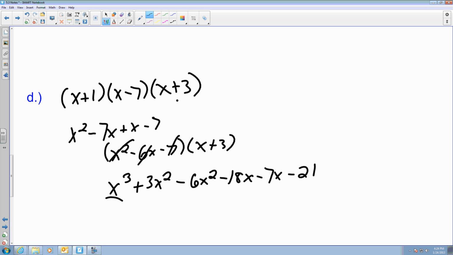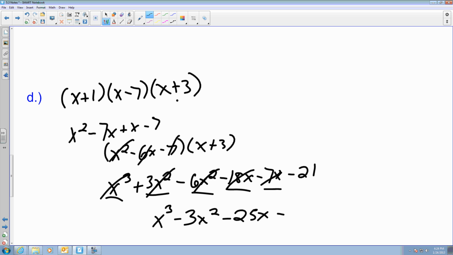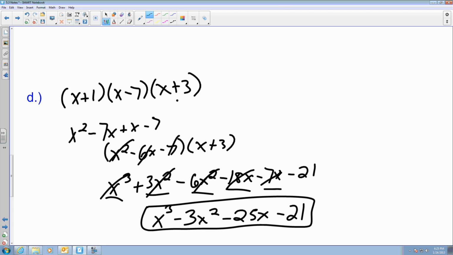Biggest degree is x to the third. No like terms, so I just leave it as is. I got an x squared here, an x squared here, which leaves me with negative 3x squared. Cross those out. I got x combined here, so that leaves me with negative 25x. And lastly, I'm left with minus 21. Here's my answer.